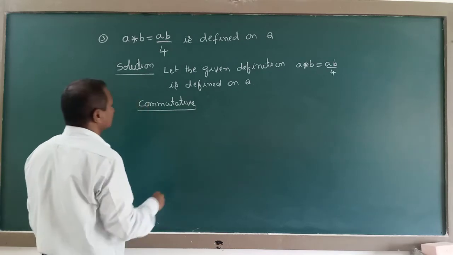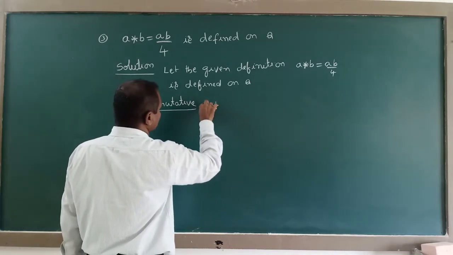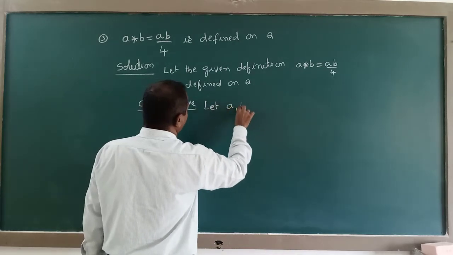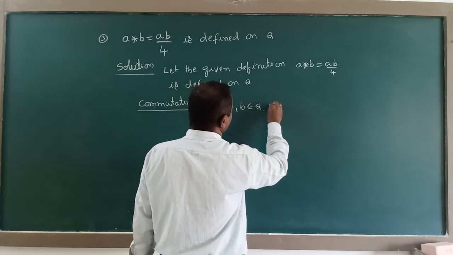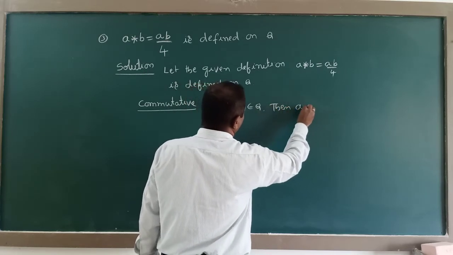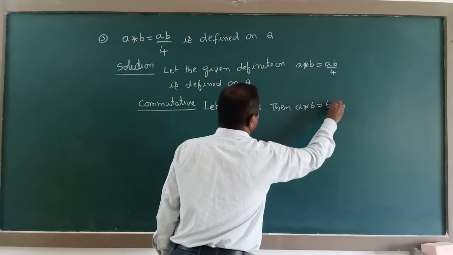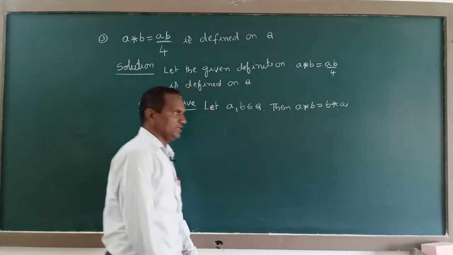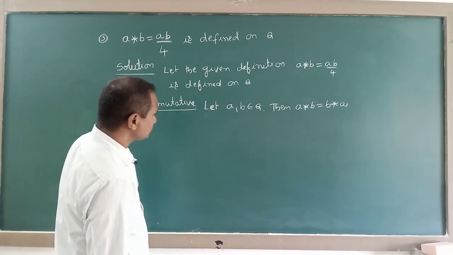Commutative. Let a, b belong to Q, then a star b is equal to b star a. We must take equality of these two here. a star b is equal to b star a.